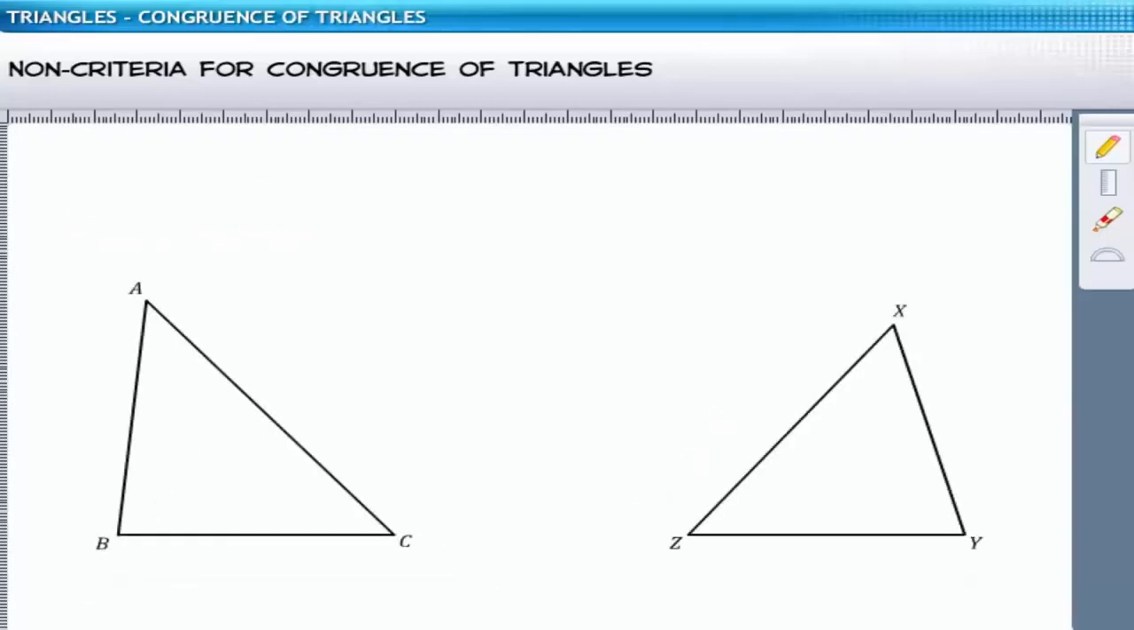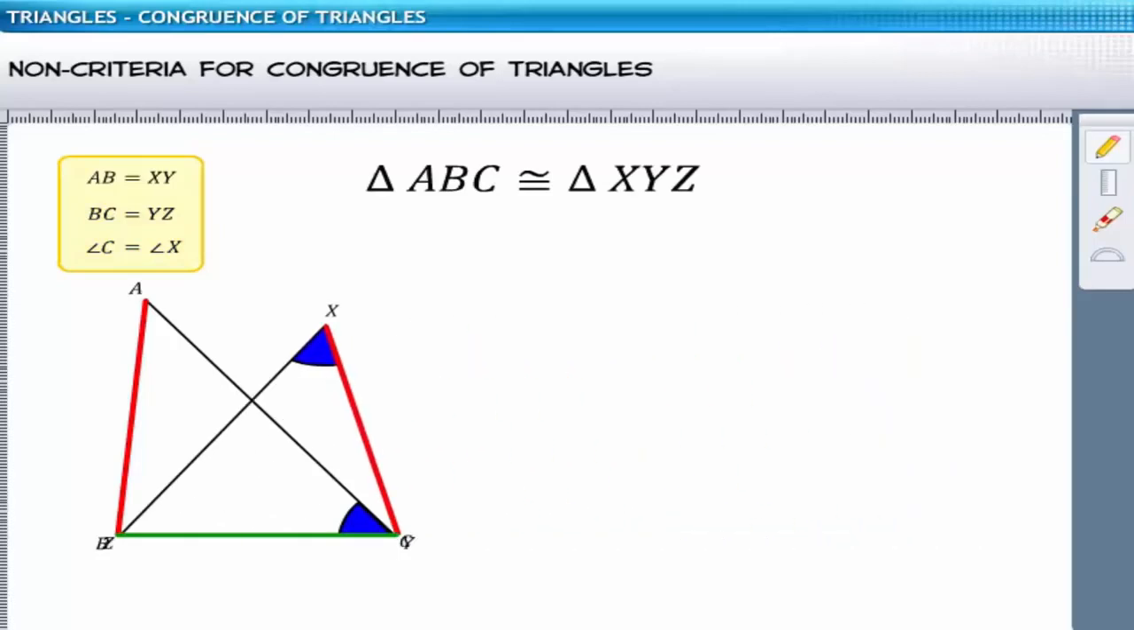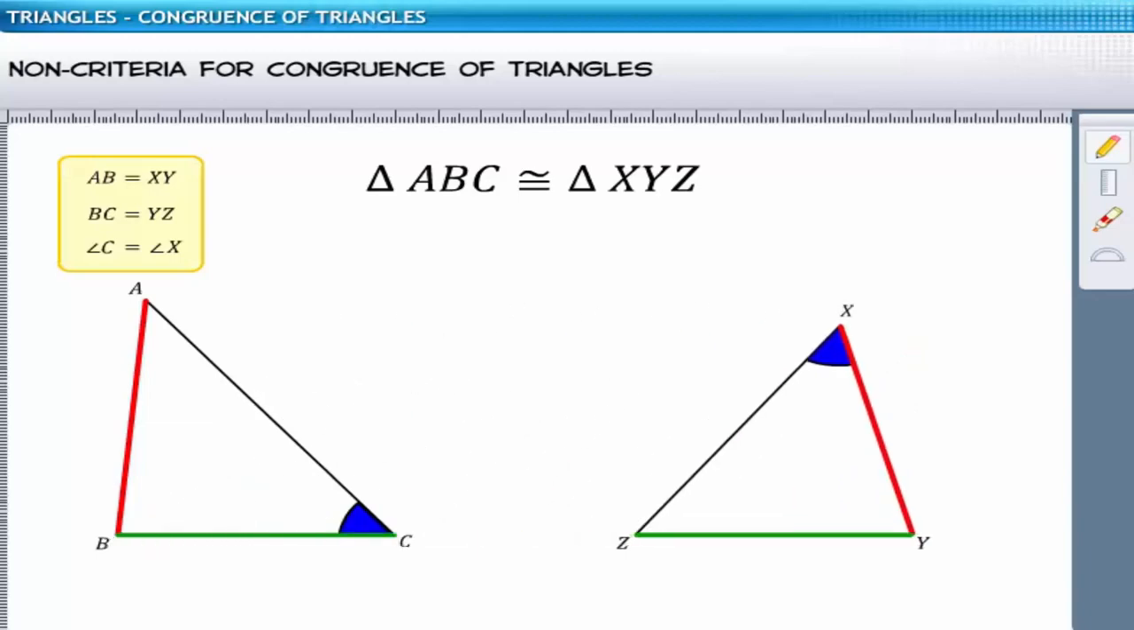Let's look at some examples to understand it better. Consider two triangles ABC and XYZ, where AB is equal to XY, BC is equal to YZ, and angle C is equal to angle X. Can you superimpose these triangles? This is not possible. Hence, the triangles are not congruent. Therefore, side-side-angle criterion does not hold true.